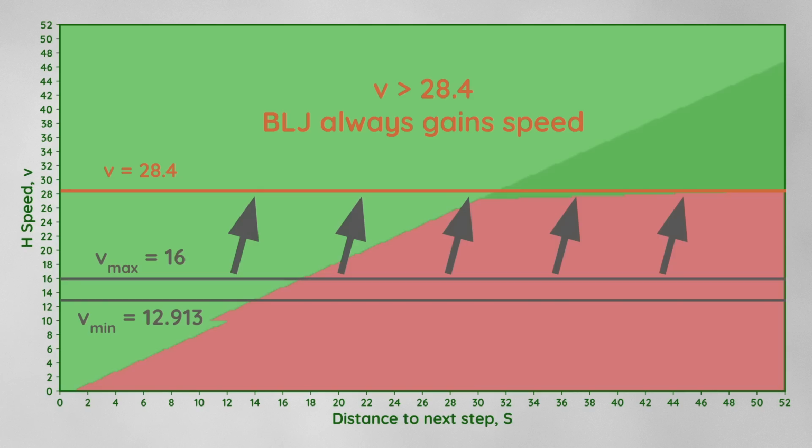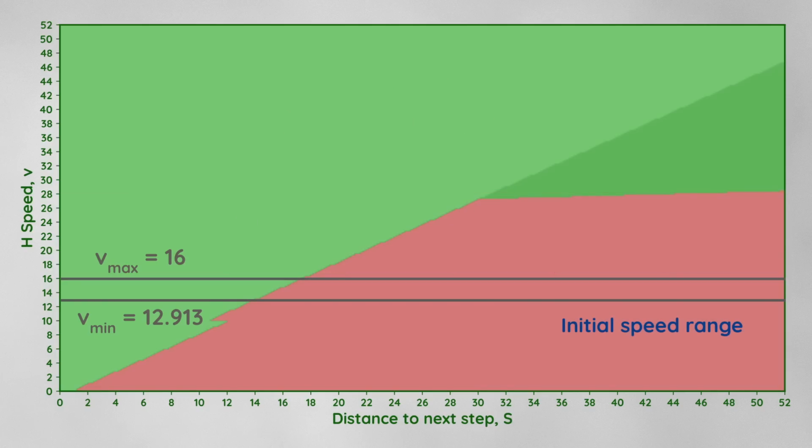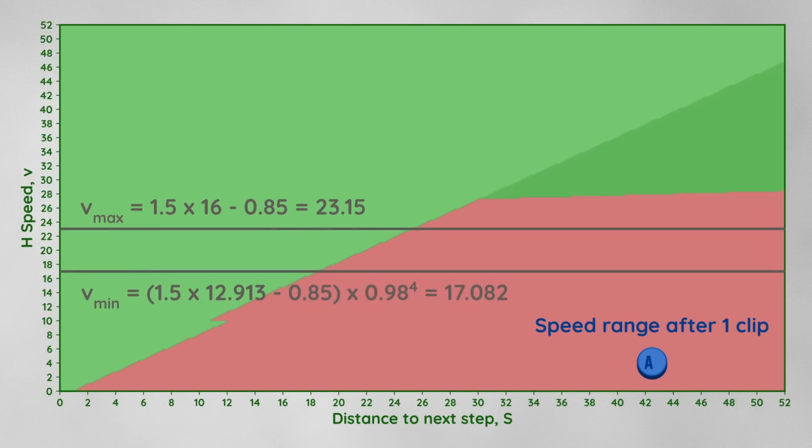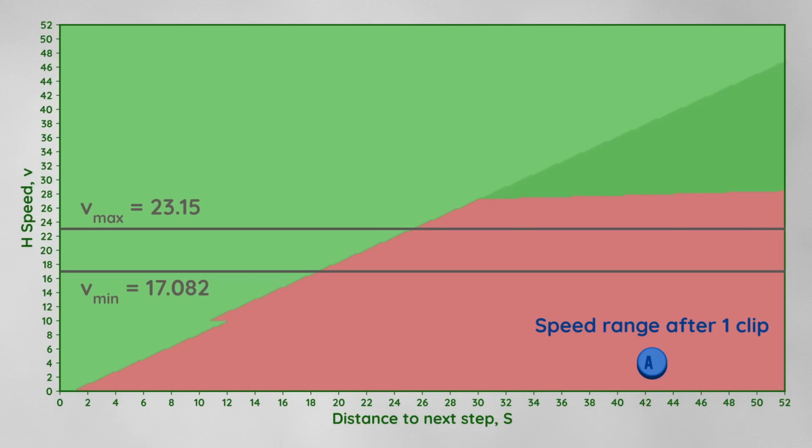How many BLJs do we need before we have enough speed? Well, before our first jump, our speed is between 12.913 and 16. Our maximum speed after the first clip is then 1.5 times 16 minus 0.85 for drag, for a total of 23.15, while our minimum speed is 1.5 times 12.913 minus 0.85 for drag, and then 4 sliding frames, for a total of 17.082. Doing the same procedure, we can find the speed range after 2 clips.